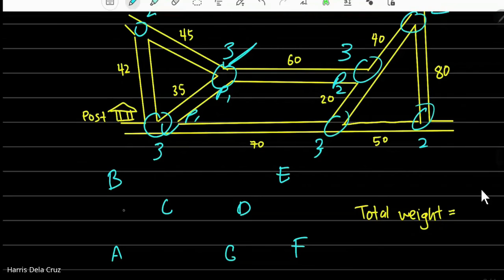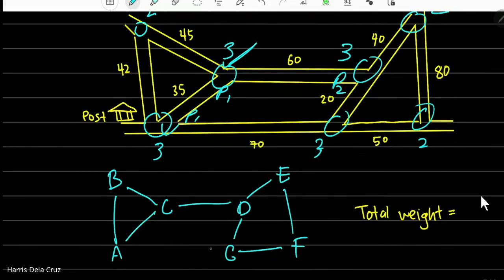So connected ang A to B, ang B to C, ang A to C, ang C to D, ang D to E, ang E to F, ang F to G, ang D at G, at saka ang D at A. So that's our graph. And then the weight of the graph are as follows: 42, 45, 35, 60, 70, 20, 40, 80, 50.